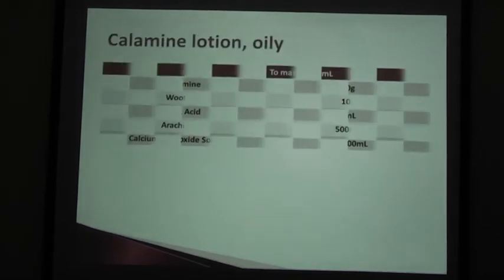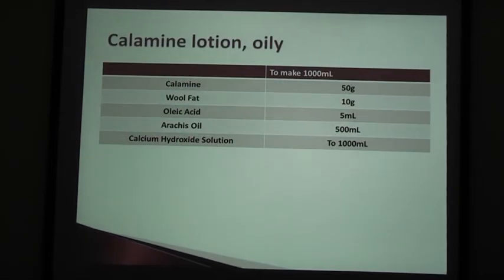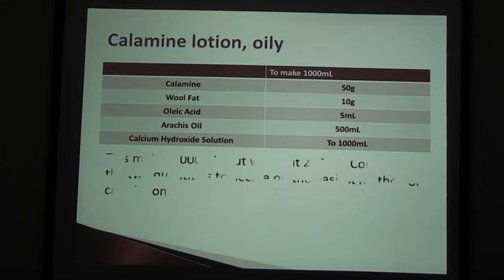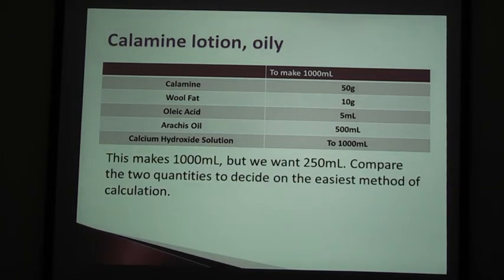So let's try another one. Let's give you a formula for Calamine lotion, the oily one. To make 1,000 milliliters, that's the amount of stuff that you need. The question could look like, this makes 1,000 milliliters, but we want 250 milliliters. Compare the two quantities to decide on the easiest method of calculation.